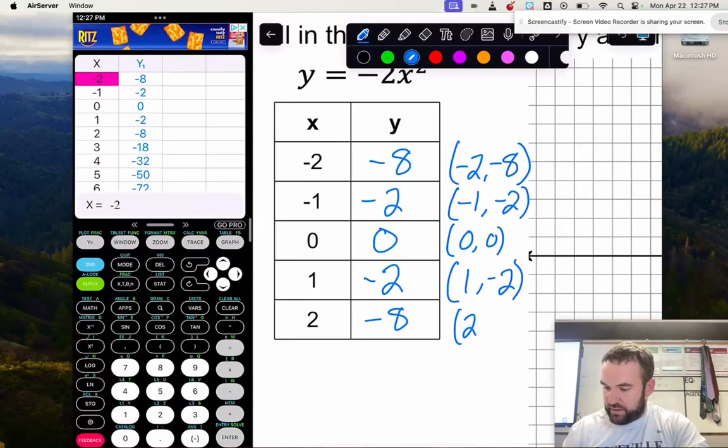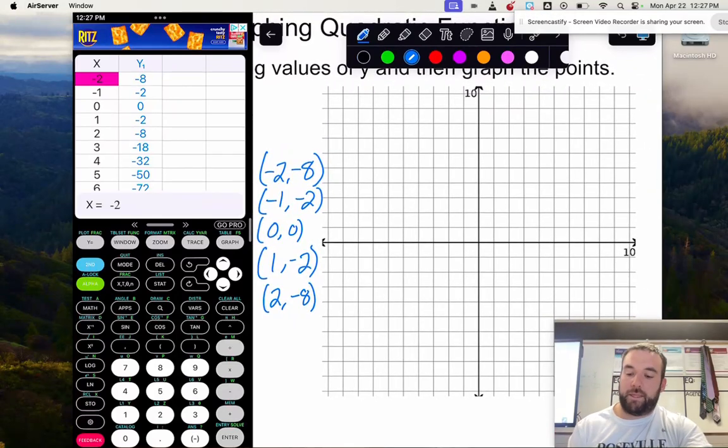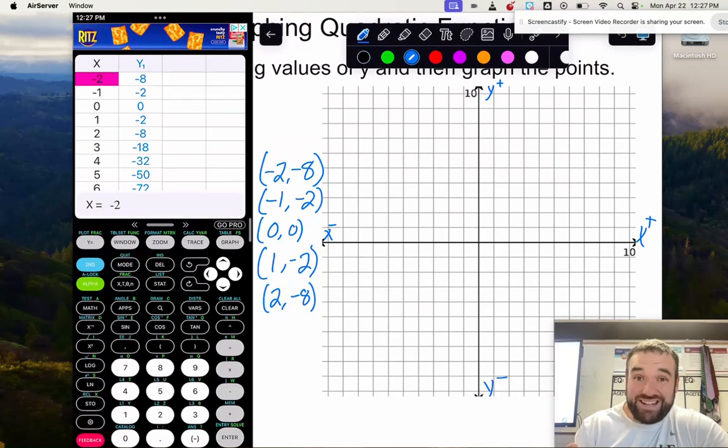And when x is positive 2, y is negative 8. Okay. Now I'm going to put these 5 coordinates on the graph, and this is the last thing that we're going to do. Negative 2 comma negative 8. Just a reminder, because it's been a while since we've graphed, the x coordinate runs side to side, and the y coordinate runs vertically or up and down. So negative 2 comma negative 8.